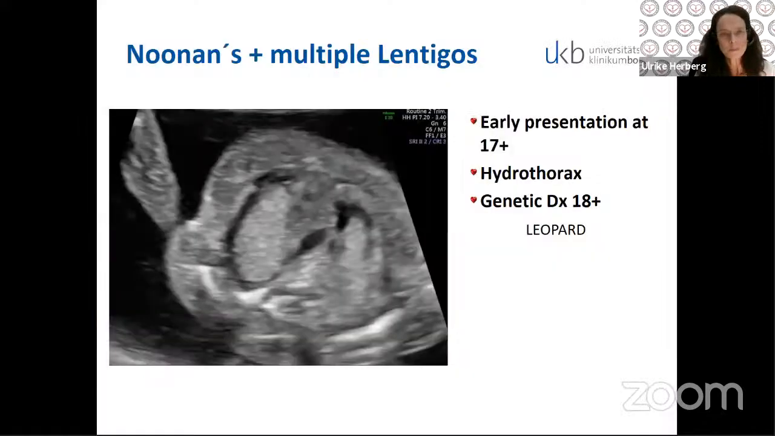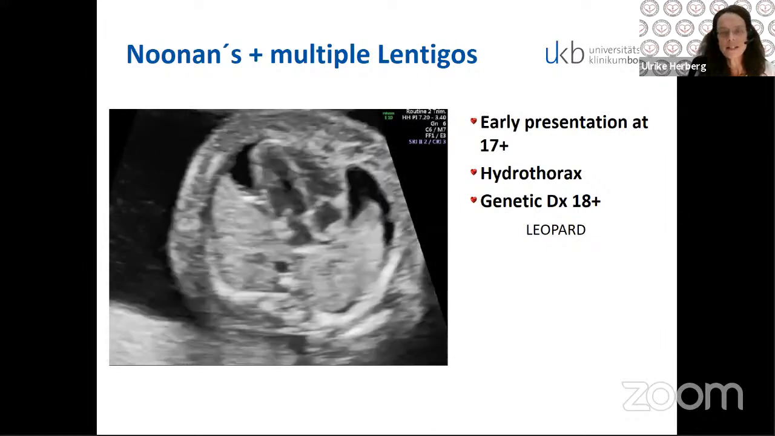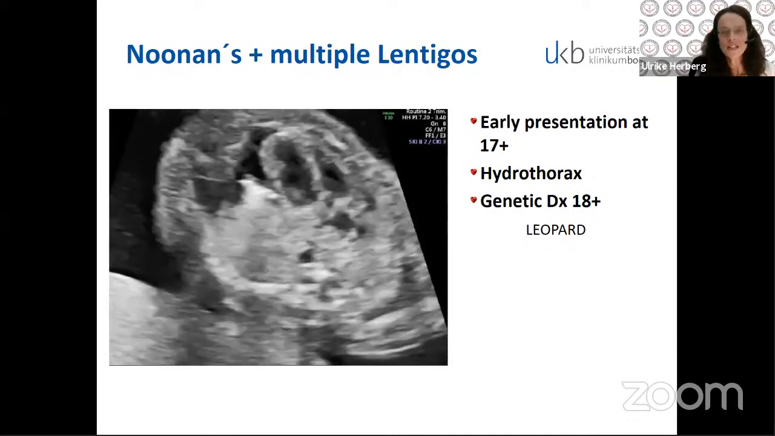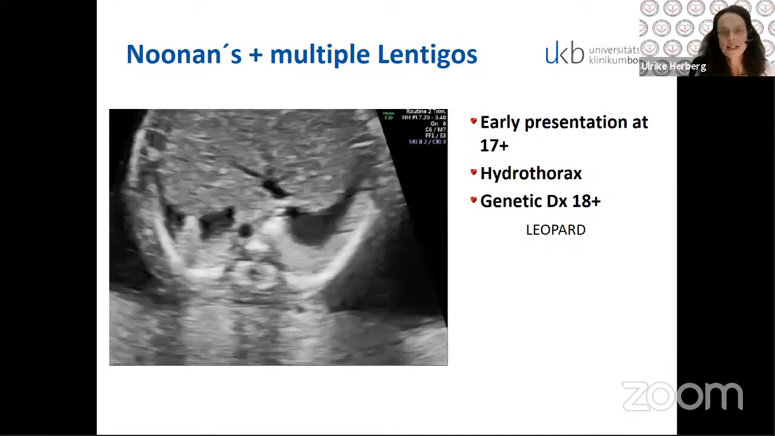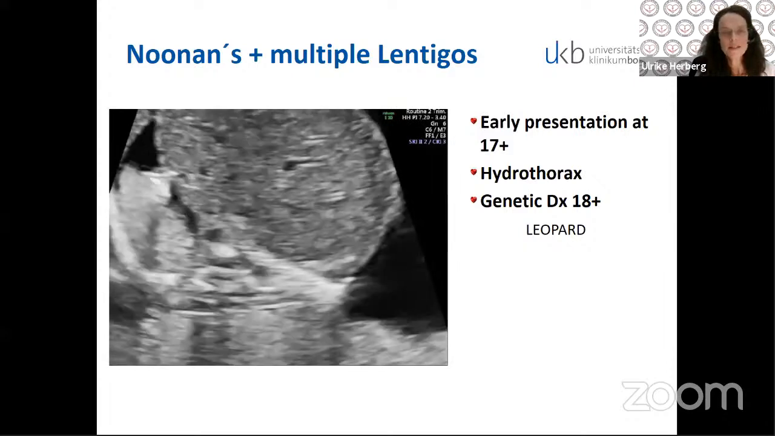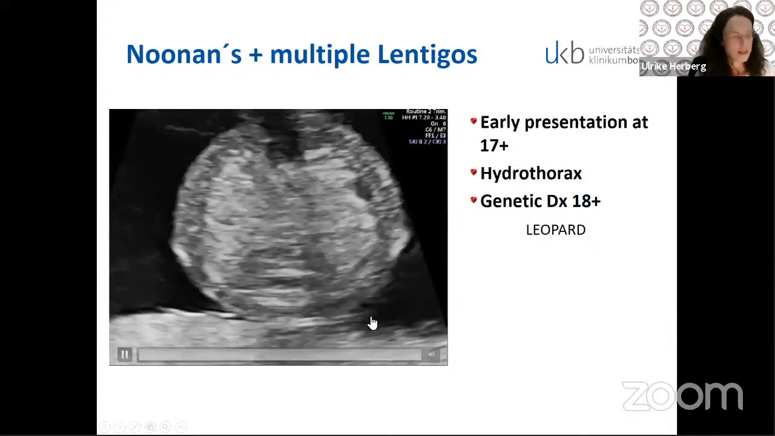Another case of Noonan syndrome, presenting very early at 17 plus weeks of gestation with a hydrothorax, and the genetic diagnosis was done at 18 plus weeks, assuming a LEOPARD disease. And here you are able to see the drainage of the hydrothorax.